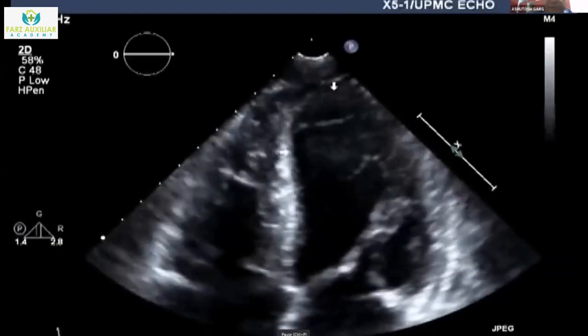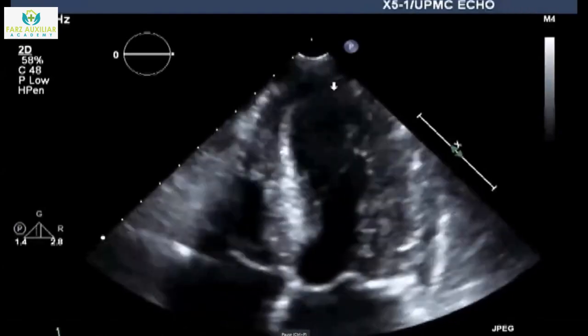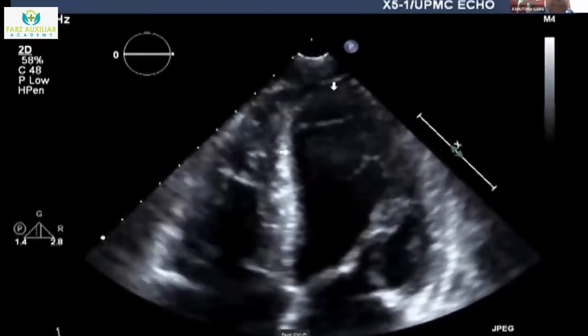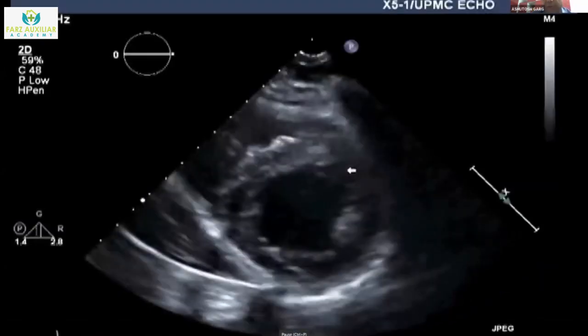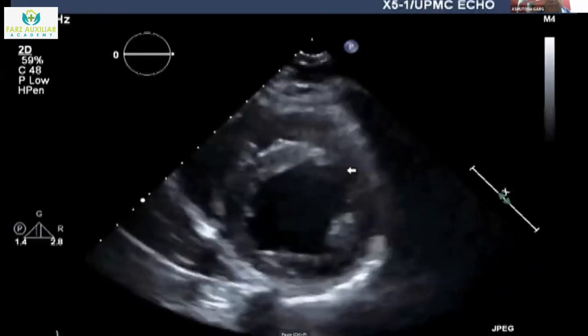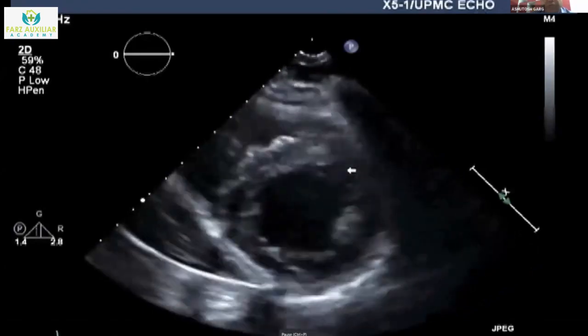Can you see the apical portion is not contracting properly? Yes, sir. So this is apical hypokinesis. And the ejection fraction is definitely not normal, because for a normal EF there should be vigorous contractions. So there are no vigorous contractions. That's why it's a low EF.